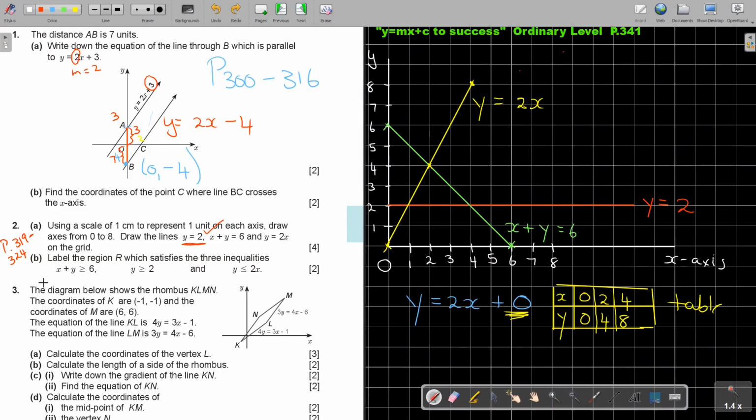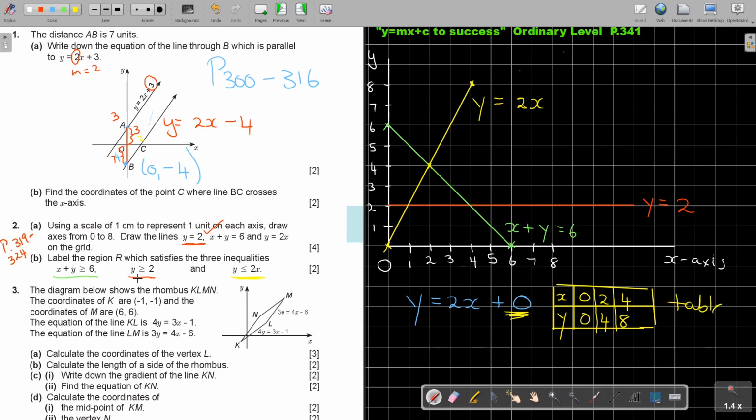Okay, let's do that shading. Now, remember, if I say x plus y, I'm referring to which one? x plus y was the green one. And then this one was the yellow one. And then this one is 2x, and this was the red one. So just make sure that you look at the correct straight line.